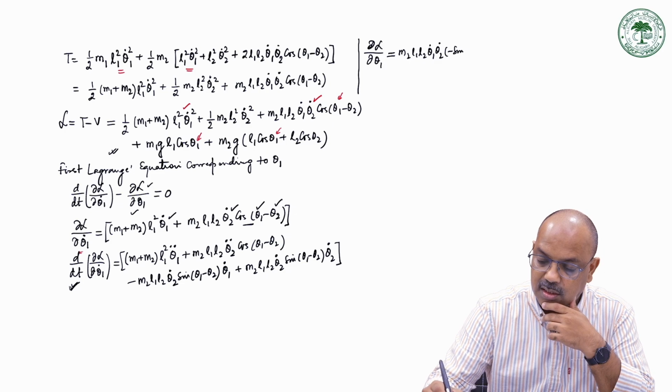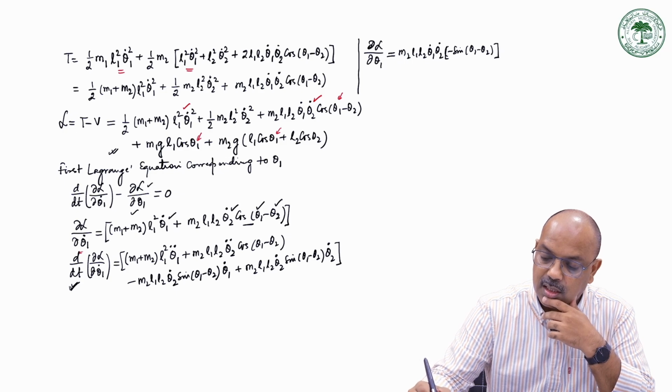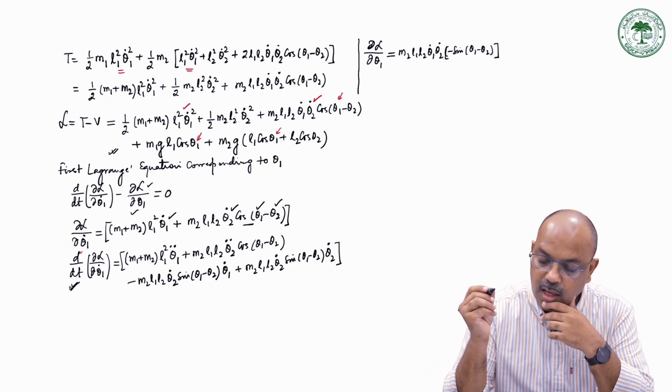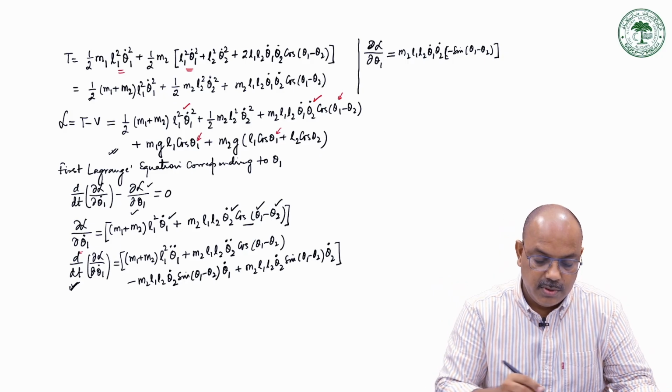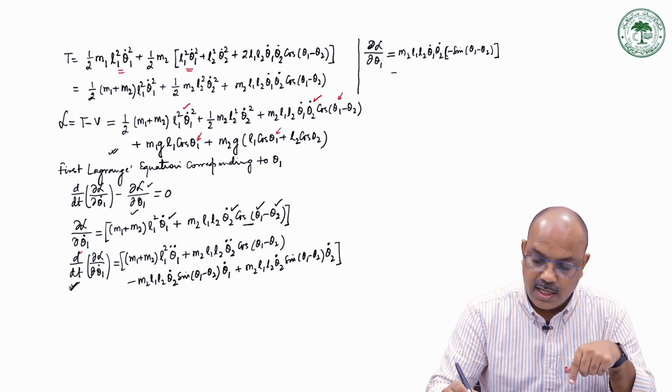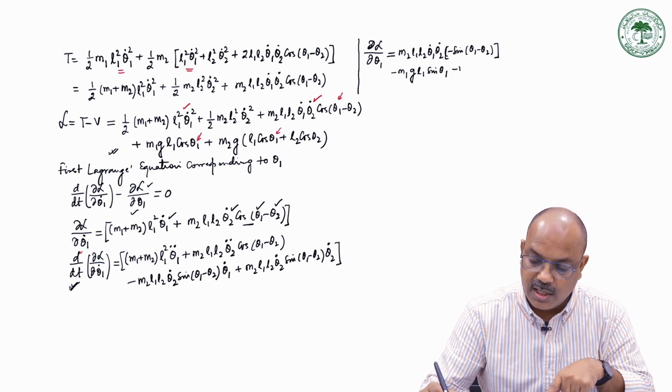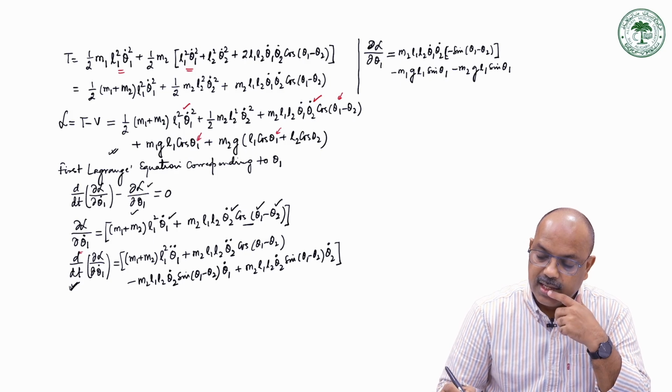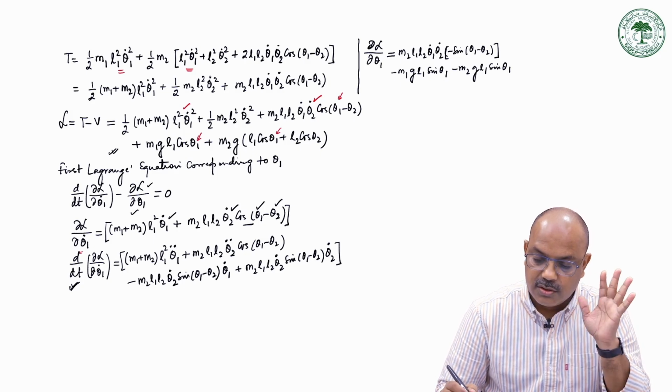minus sine of theta 1 minus theta 2. Okay, and then the next term will be from here, this is going to be minus m1 g L1 sine theta 1, and from here this is going to be minus m2 g L1 sine theta 1. Okay, fine, I think it's fine.